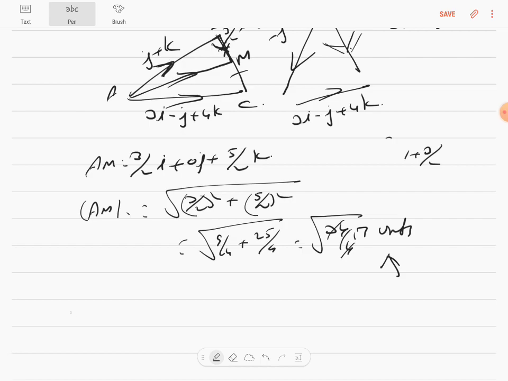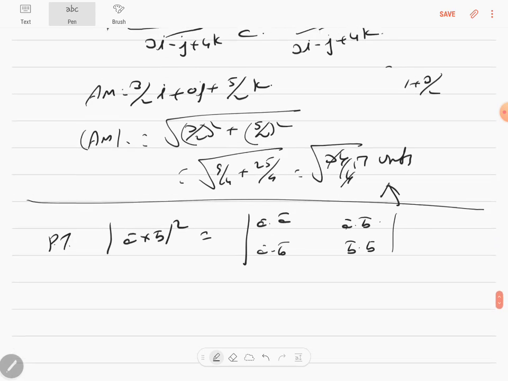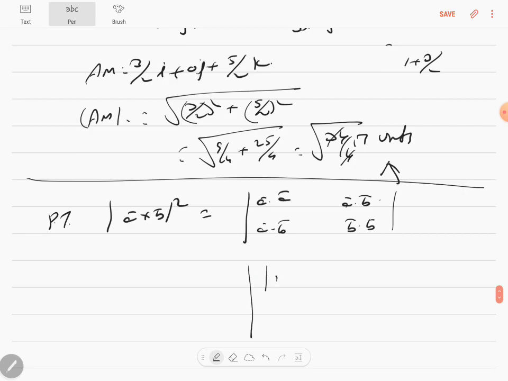Prove that the magnitude of A cross B the whole square is equal to the determinant with A dot A, A dot B, A dot B, B dot B. Let's go from the right hand side. This is magnitude of A the whole square. This is A dot B. This is just A dot B. This is A dot B. This is magnitude of B the whole square.